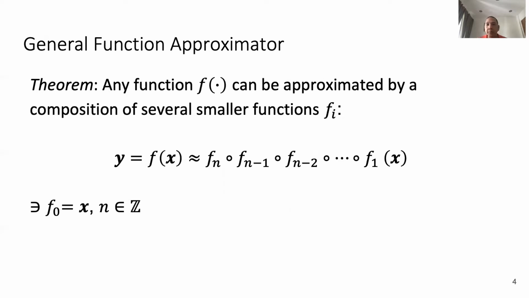We now introduce an important theorem called general function approximator. The theorem says that any function F can be approximated by a composition of smaller functions F sub i. In deep learning, our goal is to use building blocks like MLP to compose a nonlinear function. In this slide, f of x is a composition of n smaller functions. In the succeeding slides, we will see how to represent a small function f sub i.